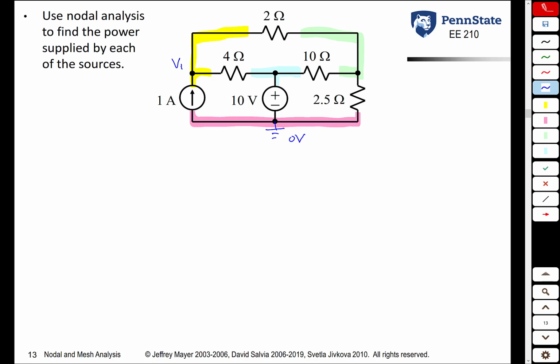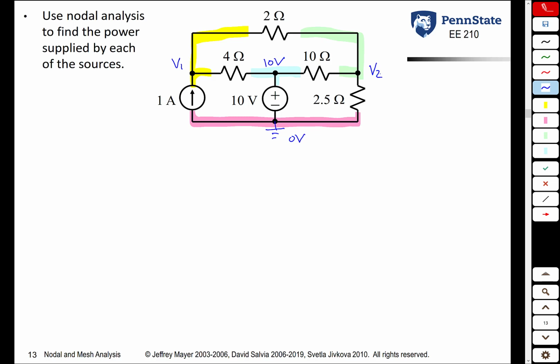Since the pink node is at ground, we know the voltage here is 10 volts, so we write that down. Green node, do we know its voltage? Once again, it is not attached to a voltage source. We do not know it, so we're going to write a variable V2.